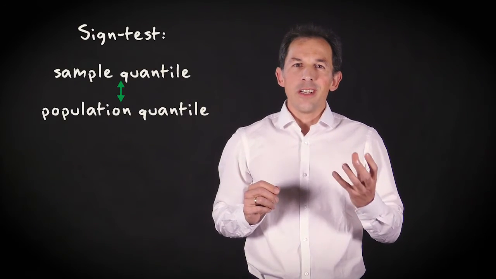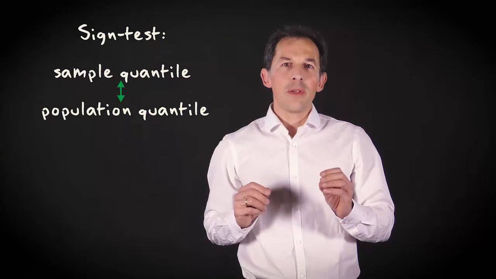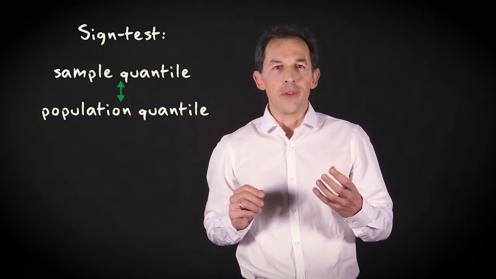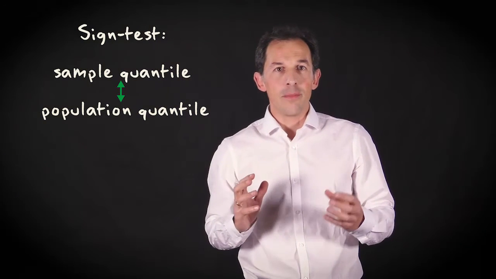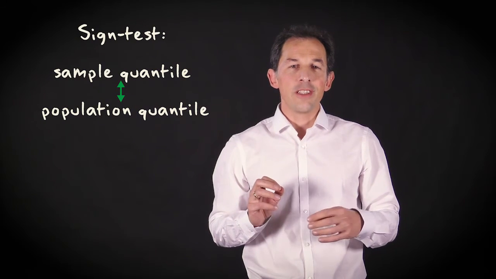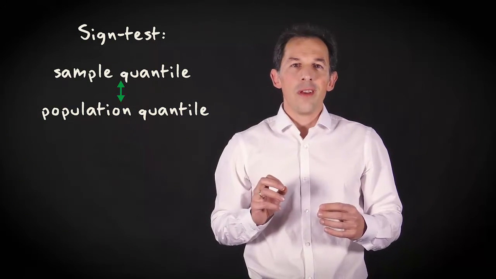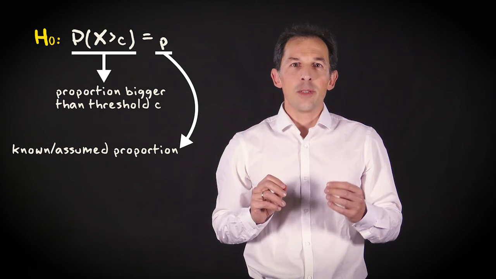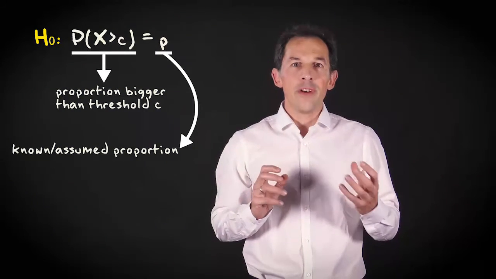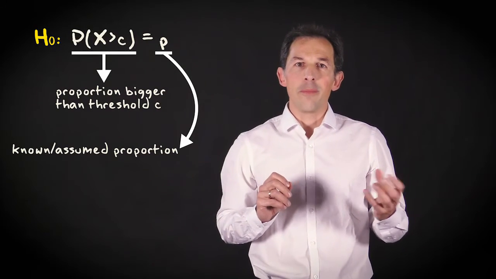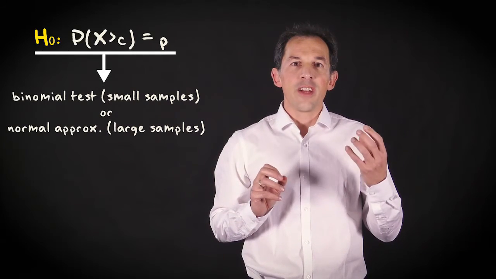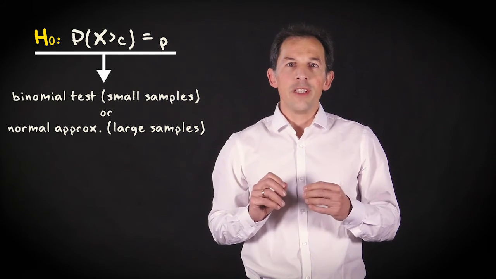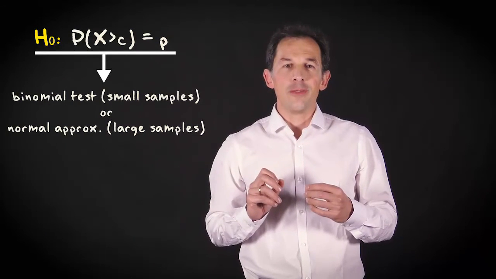Let me summarize what I've explained in this video. The sign test can be used to test whether a sample quantile differs from a hypothetical population quantile. Testing for a difference in medians and comparing whether paired samples are systematically different are special cases of this more general question. The test statistic in the sign test is the proportion of observations in the sample with values greater than the value specified in the null hypothesis. This proportion is tested with a binomial test when the sample is small and the normal approximation to the binomial when it is sufficiently large.